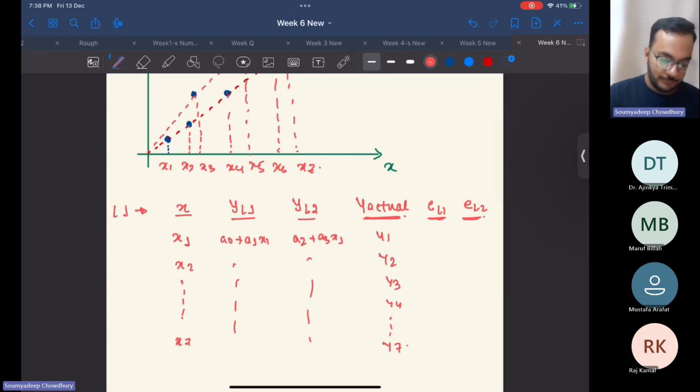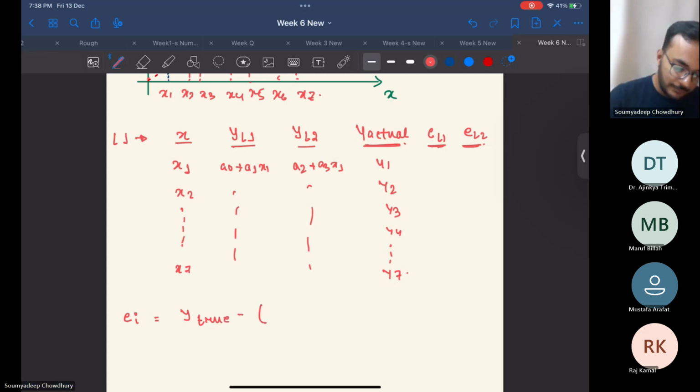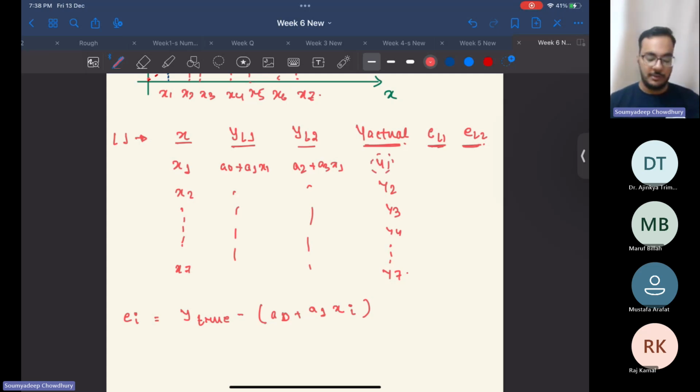So how do you find out the error? Here, what is your error? Error is y actual, that is the true value, minus a0 plus a1xi. For the first value it will be y true, that is y1 here, minus a0 plus a1x1. So this is your error. Like this, we could have E1, E2, E3. Similarly, for line 2 also you can find out.